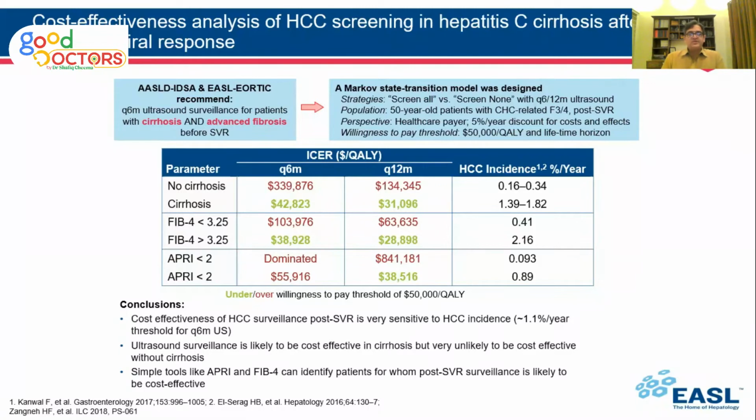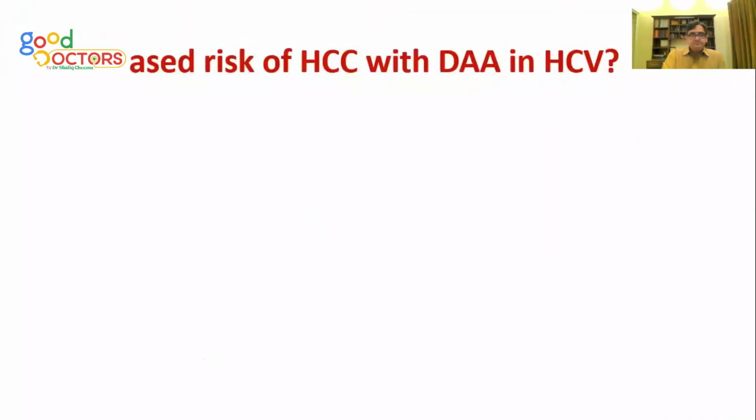Though there are studies suggesting that tools like the APRI score and FIB-4 should be used to identify patients who are at higher risk, so that this surveillance strategy may be focused only on those patients of cirrhosis with a higher APRI score or with a higher FIB-4 score. But that stage is still to come in terms of evidence.